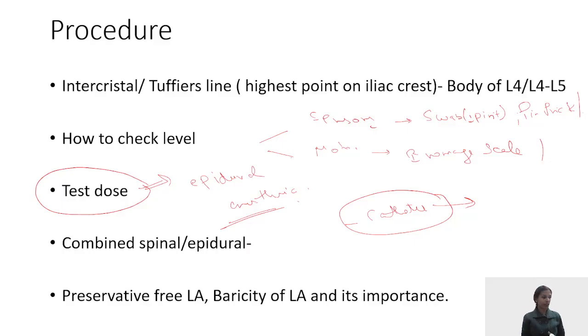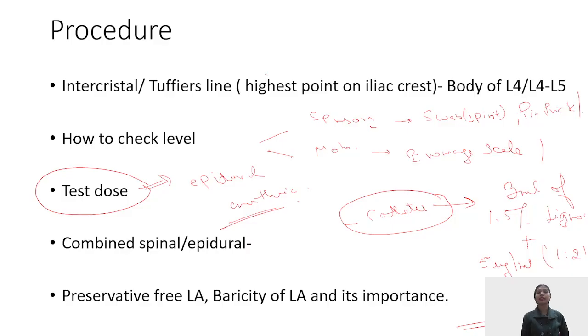But before we give such a large amount of dose in the epidural anesthesia, we give a test dose, which is nothing but 3 ml of 1% lignocaine with 5 microgram per ml of 1:2 lakh epinephrine. This is very important. You give 15 micrograms of epinephrine with 3 ml of 1.5% lignocaine into that catheter.